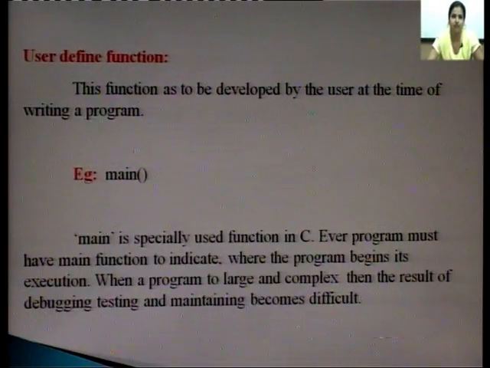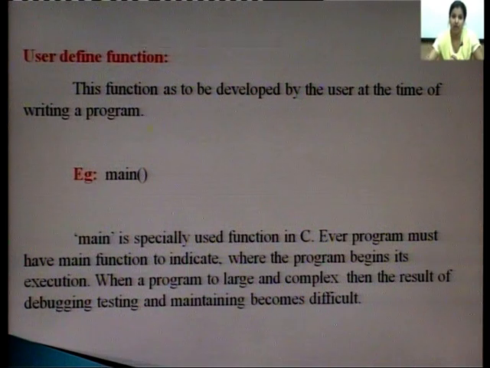The user-defined functions are to be developed by the user at the time of the writing of a program. For example, main. In C programming, you all are using the main function. Before starting any C program, you write main, then bracket start. What is main? Main is a function, and this main is a user-defined function. You define the whole thing. First of all, you define the local variables like int a, int b, int c. Then you give the input using scanf and output the value using printf.